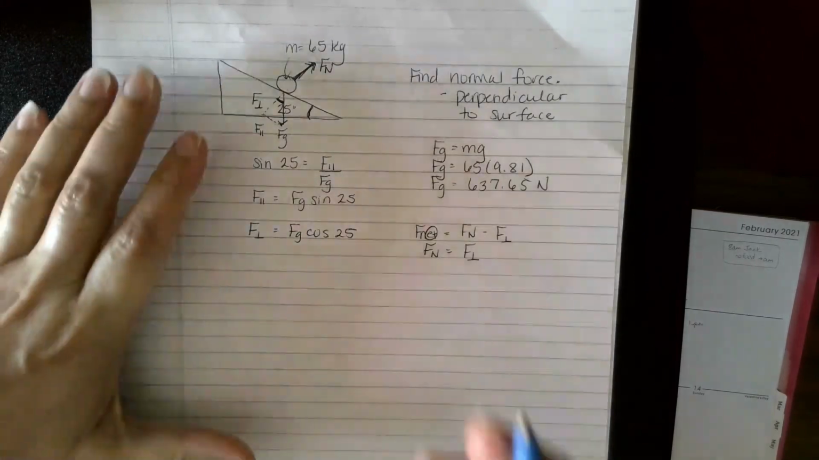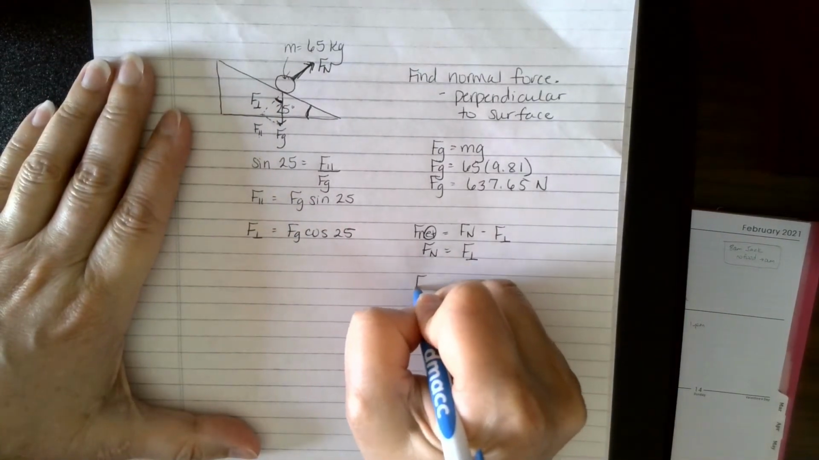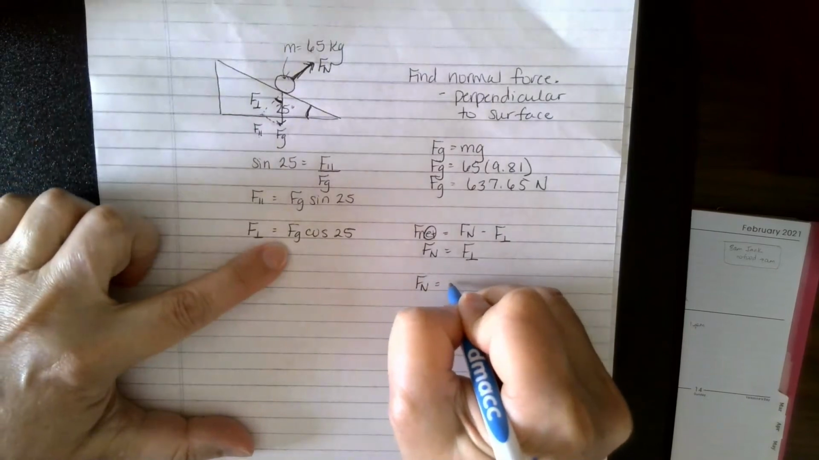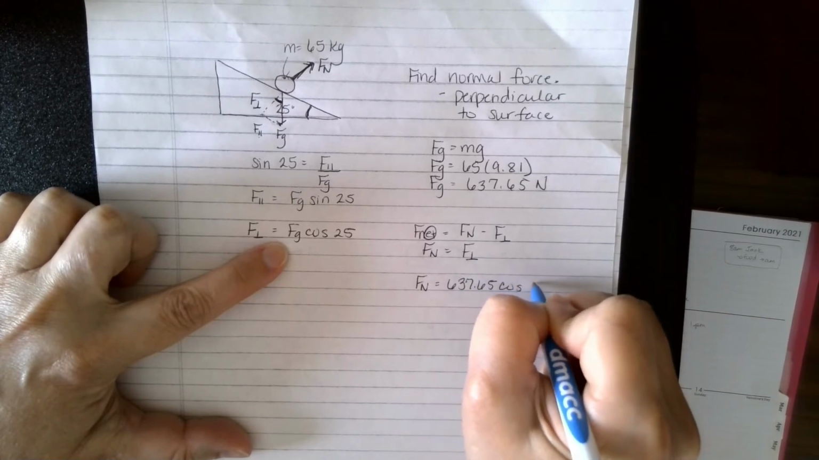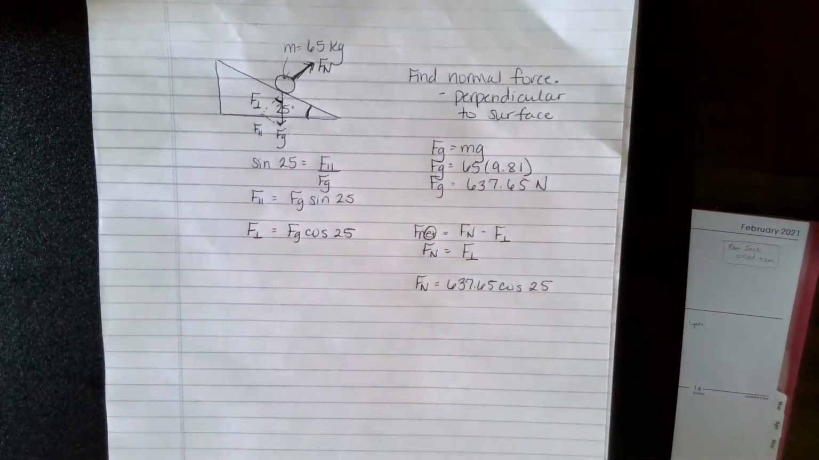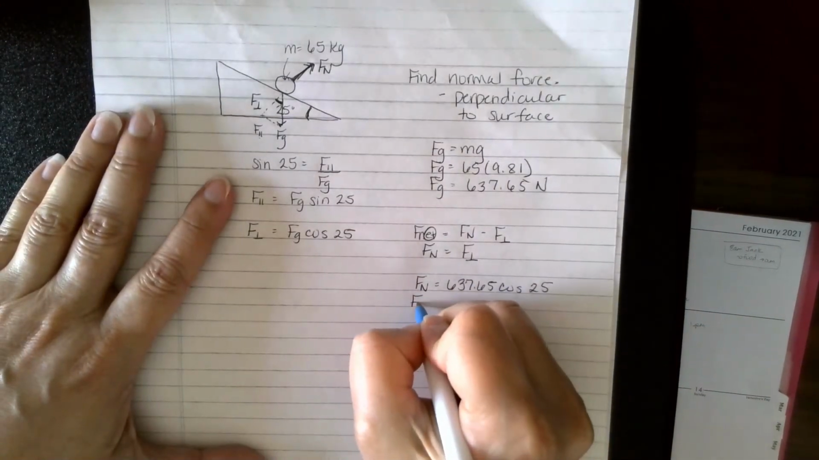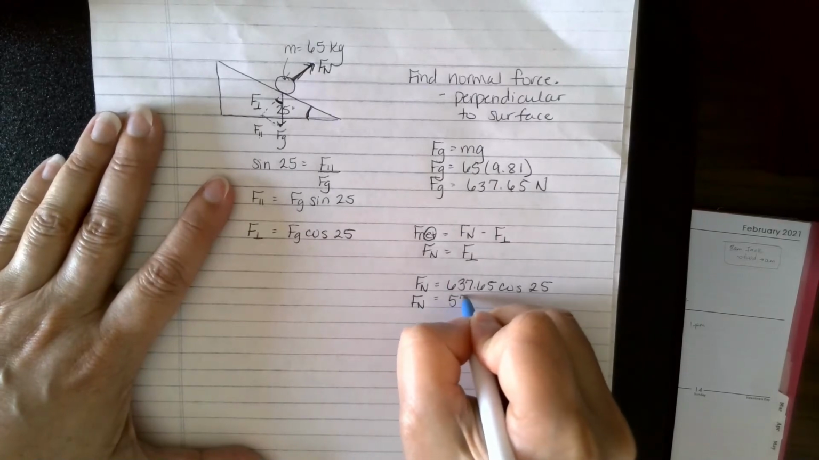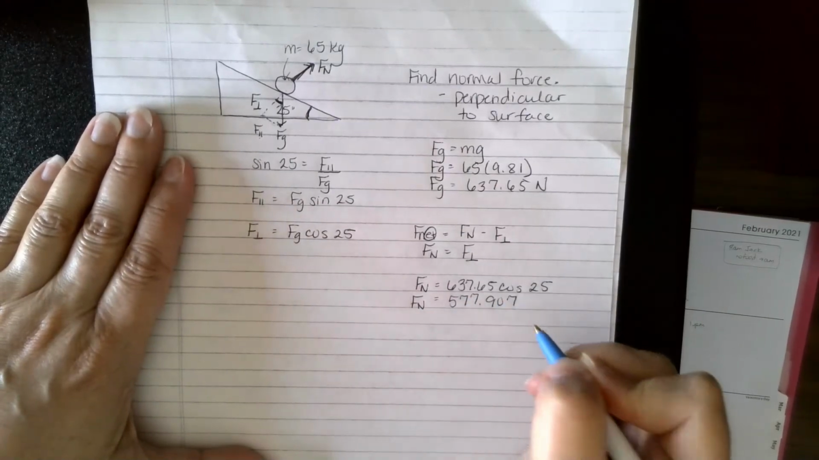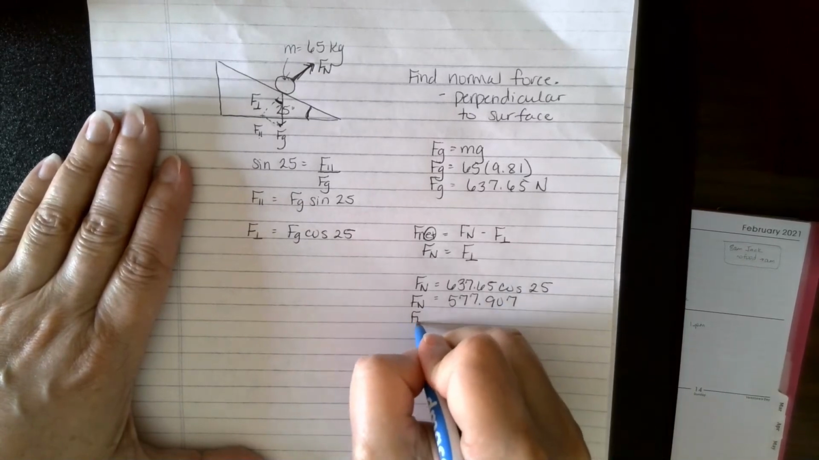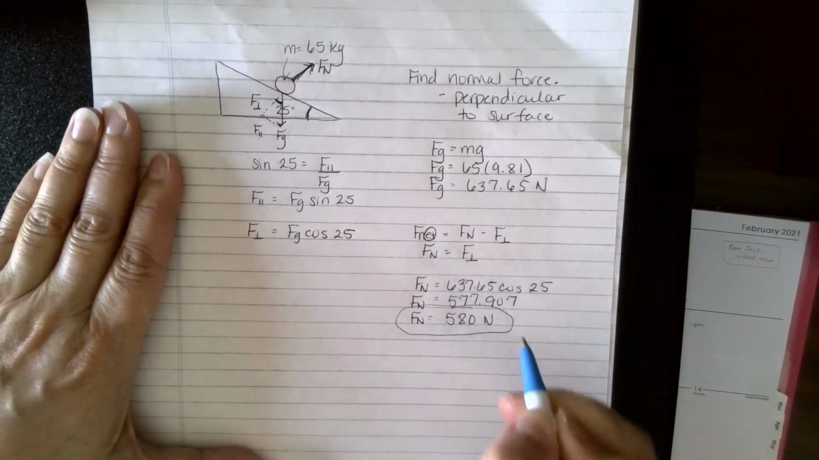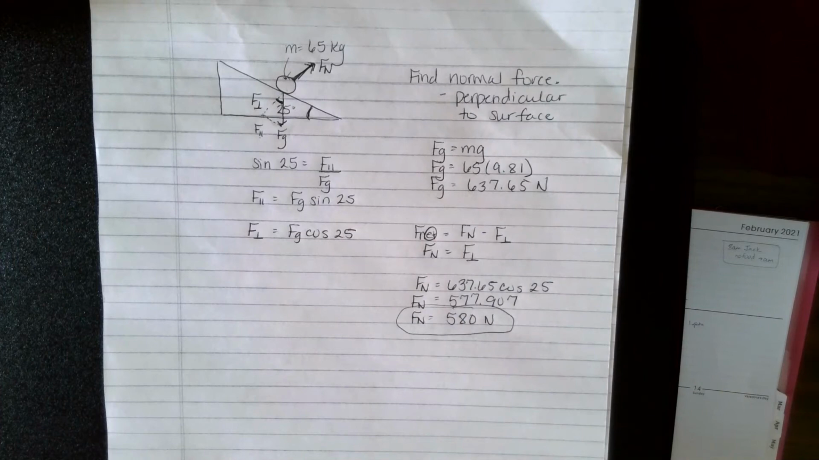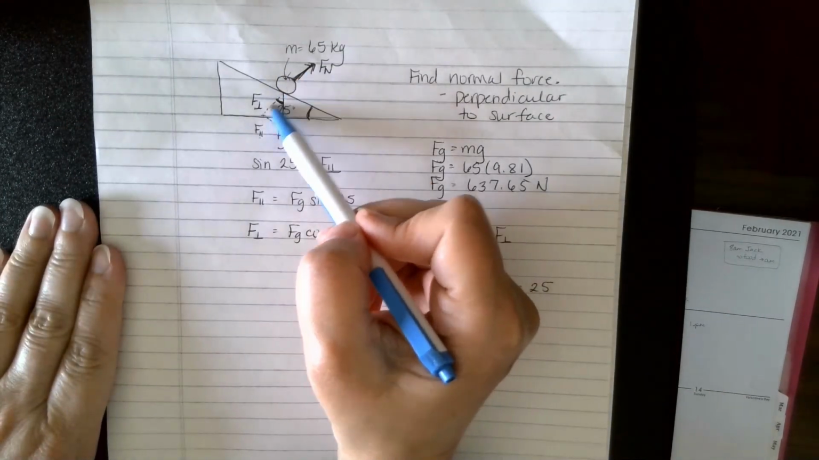And they wanted me to find the normal force, so all I have to do is find the perpendicular force, which is Fg, which is 637.65, times cosine of my angle, in this case 25. And I'm going to get two significant figures, it looks like, so we'll call this 580 newtons is my normal force. So when you're dealing with normal forces, like I said, they're always perpendicular to the plane.